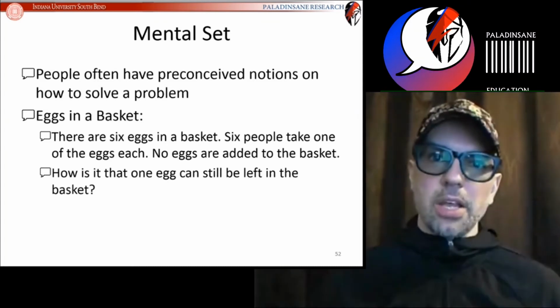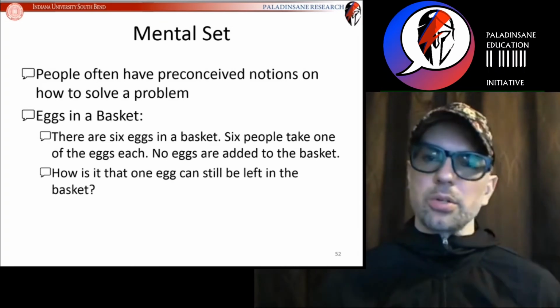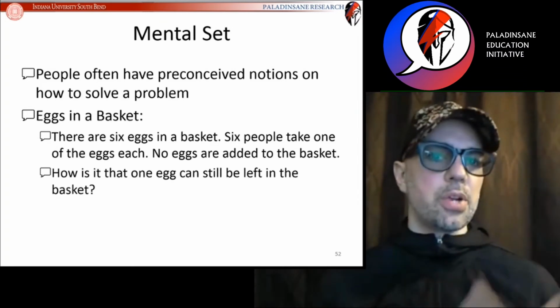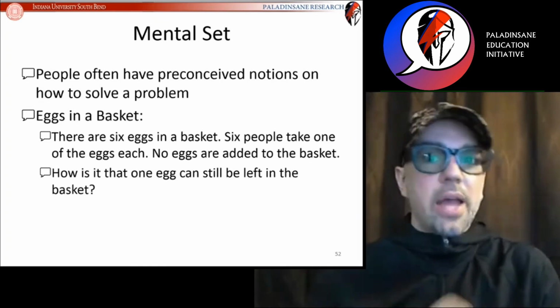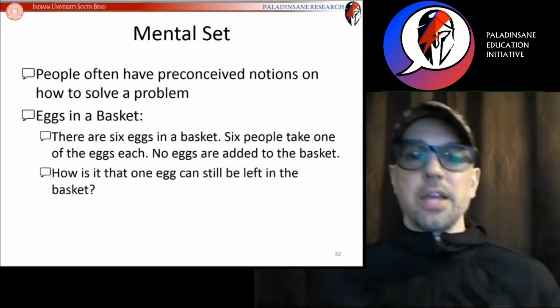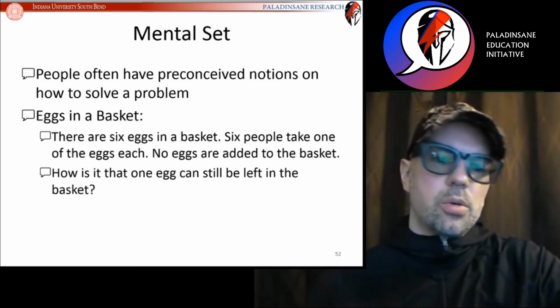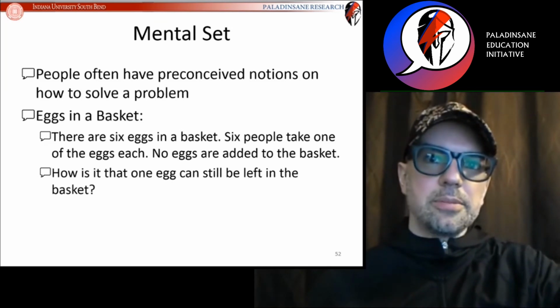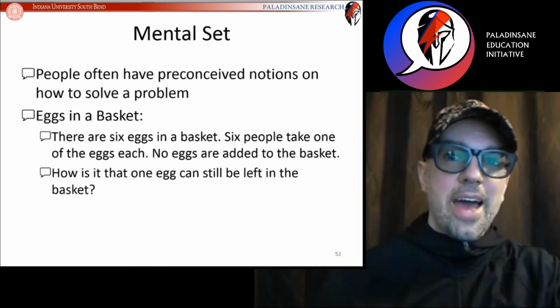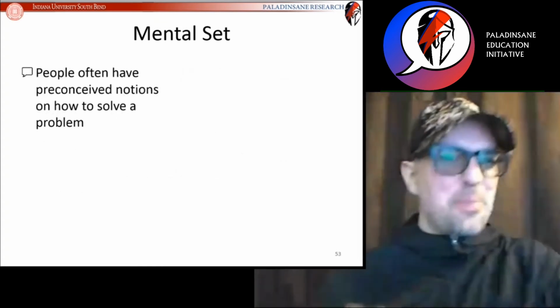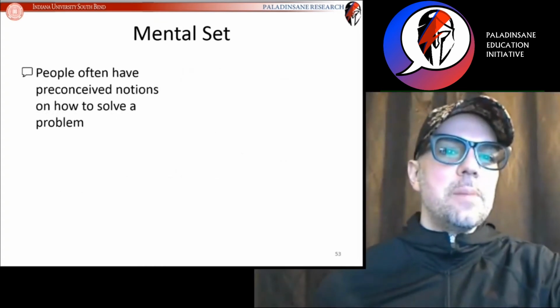So pause the video, try to solve this, struggle through it so that you can appreciate if you might be applying a mental set later on when we go through the solution. All right, so pause the video and we'll start it up again when you get back. All right, welcome back. So hopefully you paused. Anyways, let's keep going on with this.